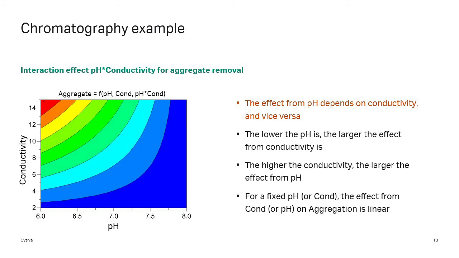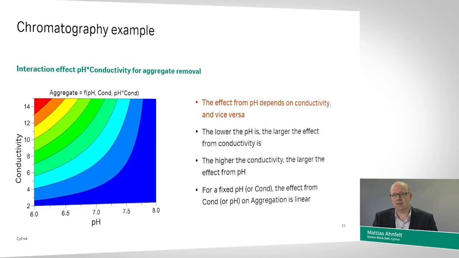If we choose a low pH, so starting again from the bottom left corner, if we have a low pH and we increase the conductivity, you'll see a drastic effect of conductivity. So we cannot increase the conductivity from a low pH and still have a low amount of aggregates. However, if the pH is set high, we can safely increase the conductivity and have a good aggregate removal. So the pH and the conductivity interact in terms of how they affect the aggregate removal for this unit operation.